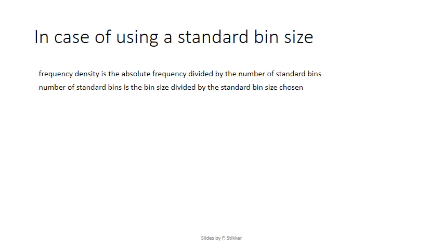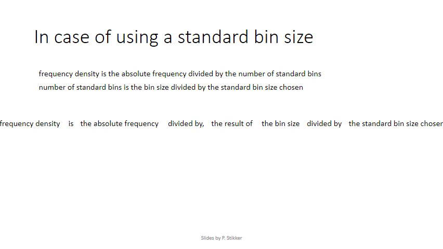For completion's sake, we also discussed in an optional segment the use of standard bin sizes. So we can also create a formula for that if you're interested, which was: the frequency density is the absolute frequency divided by the number of standard bins, so that's a slight difference, and the number of standard bins itself is the bin size divided by the standard bin size chosen. So if we combine these two sentences, we get the quite long but correct formula. Frequency density is the absolute frequency divided by the result of the bin size divided by the standard bin size chosen. So that's a lot of text, and we're going to abbreviate that a lot into a very small formula.